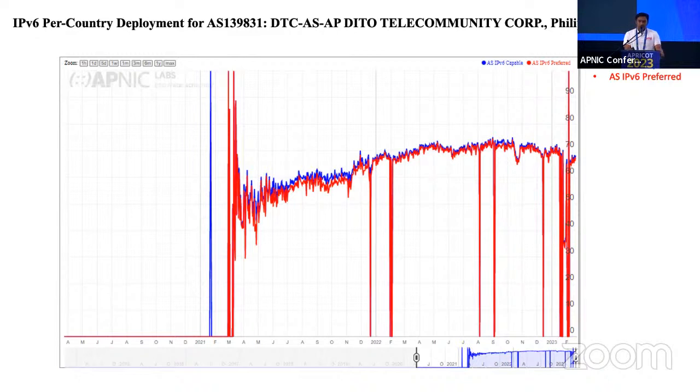So embracing IPv6 is a crucial step towards building a better and more secure internet. And we hope that our experience, what we share here, will encourage organizations to enable IPv6 within their network. So that's our short story on how DITO came up with IPv6 deployment.